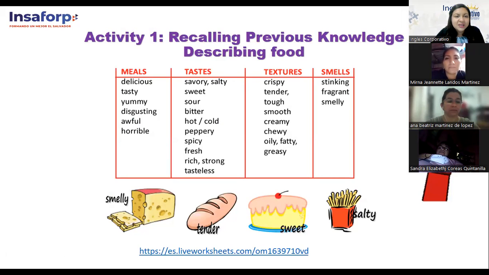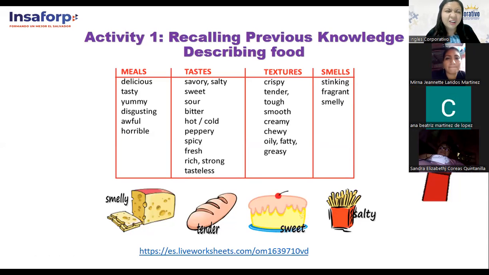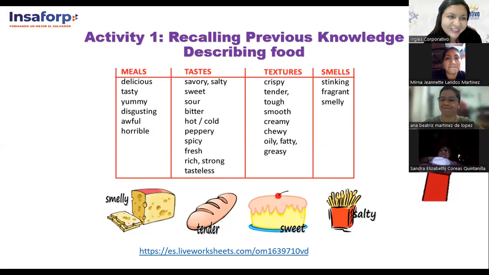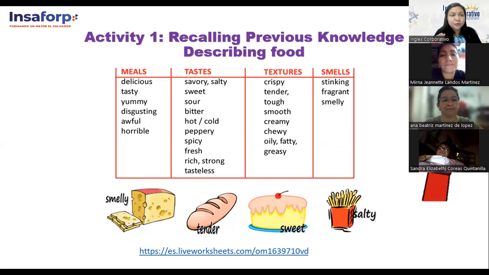So we can say that meals are delicious, tasty, yummy, or disgusting, awful, or horrible. You can say those pupusas were awful, right? Or that pizza was so tasty. So when describing food, you can use this vocabulary. For tasting, you can say that the food was savory. You could feel the savor or the taste. Or you can say that it was salty with too much salt. Or sweet, like a piece of cake. Or sour, like a lemon.